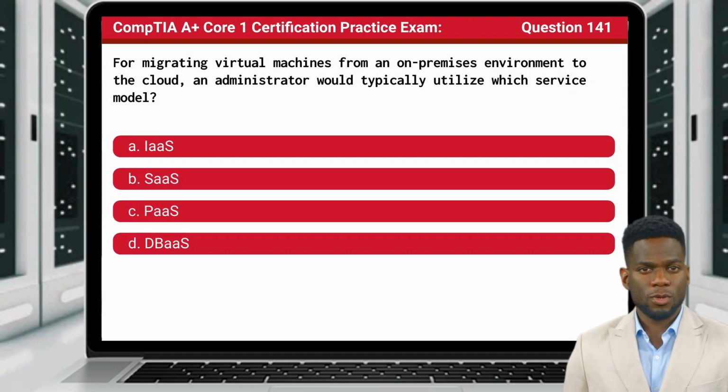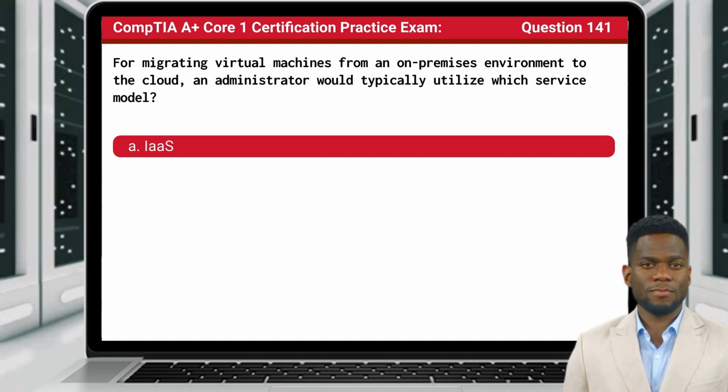Question 141. For migrating virtual machines from an on-premises environment to the cloud, an administrator would typically utilize which service model? The answer is A. IaaS.